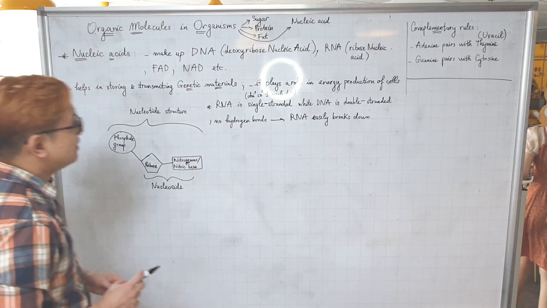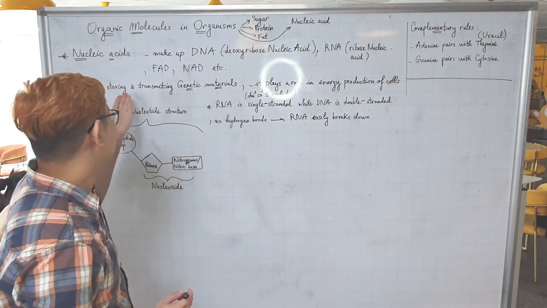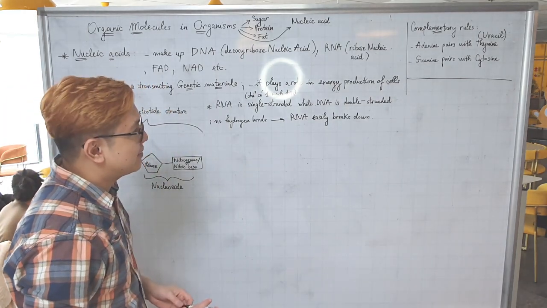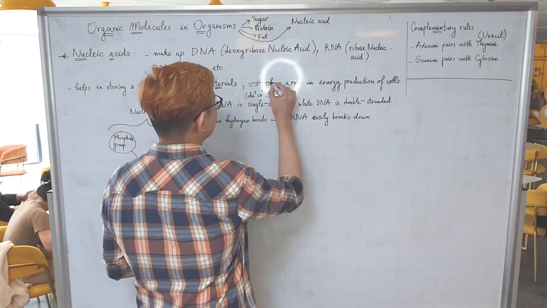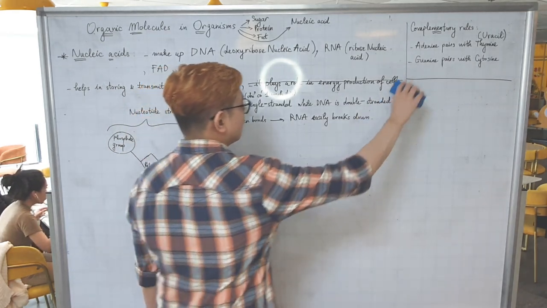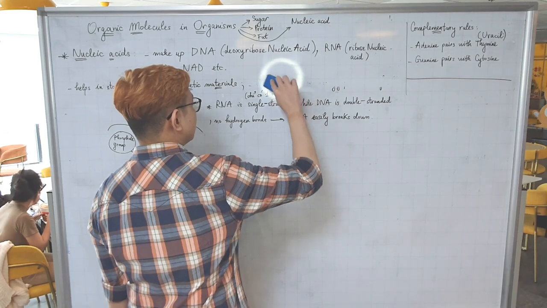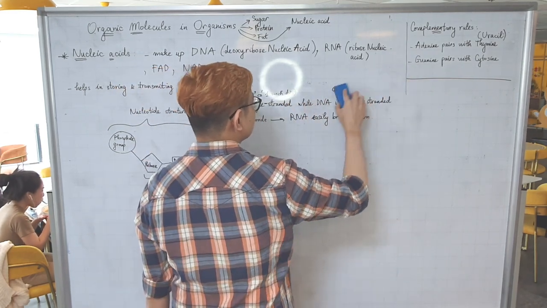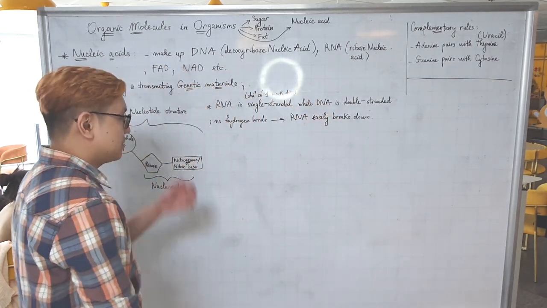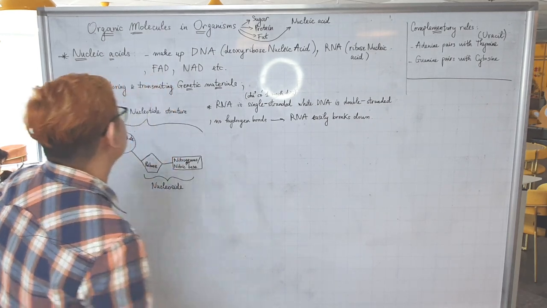Alright. But RNA also helps in storing and transmitting genetic material. It also helps with storing, transmitting, and heredity. However, does it play a role in energy production of cells? I don't think so. It doesn't, right? If I remember, it's not. There's no mention of that. There's nothing about RNA using or producing energy. No, just the DNA chapter.